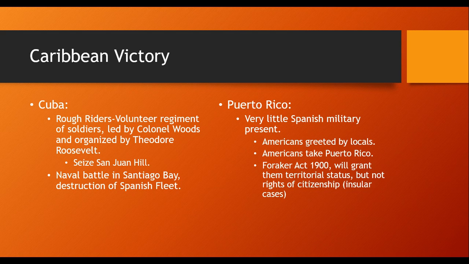He's the one that kind of coordinates with the U.S. military, but they were organized and brought down and partially led by Theodore Roosevelt, who had resigned his commission as the Assistant Secretary of the Navy to lead this volunteer regiment in. And their moment of glory is when they see San Juan Hill, this hill that overlooks Santiago Harbor, has a fortification on top.